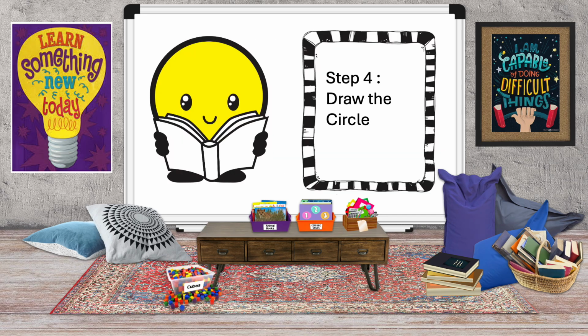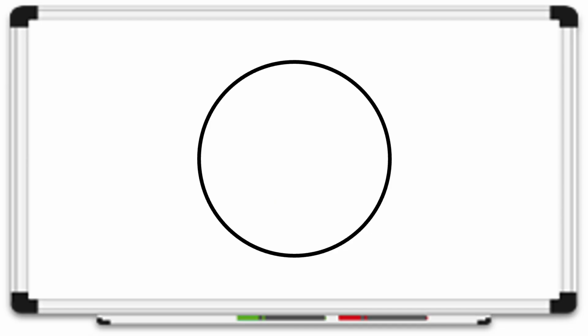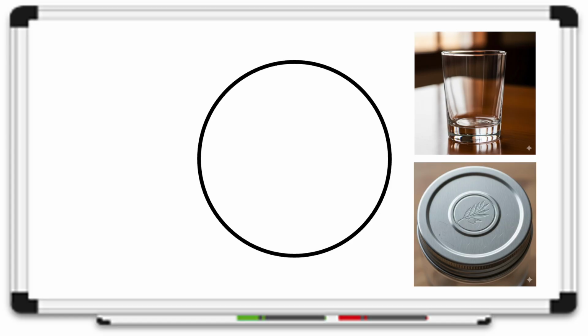Step 4. Draw the circle. Now, draw a big circle on your paper. You can use a round object like a cup or a lid to help you.